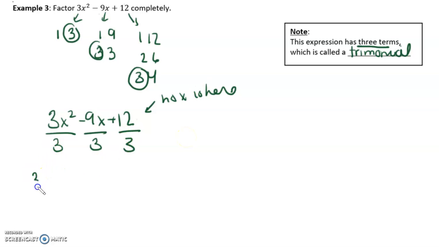So let's pull this 3 out to the front, and we're left with x squared. Negative 9 divided by 3 is negative 3. We'll just leave the x. And 12 divided by 3 is 4.